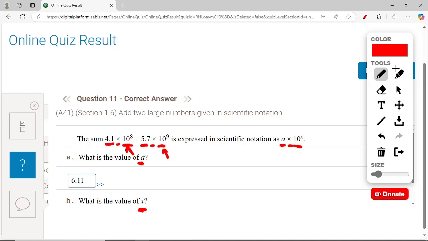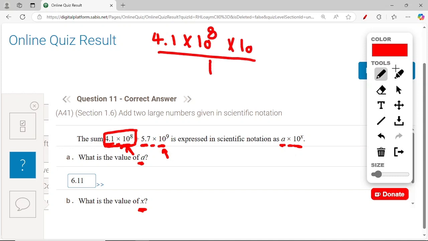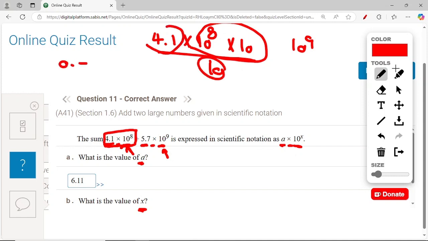So which one? We have 10 power of 8, 10 power of 9. So we'll take the number which has 10 power of 8. So we'll take the number here, 4.1 multiply 10 power of 8. We will multiply by 10, divide by 10. Okay? So this one, it will be 10 power of 9. And 4.1 divided by 10, it will be 0.41. Because I have now the same power of 10, so I can do the addition now.